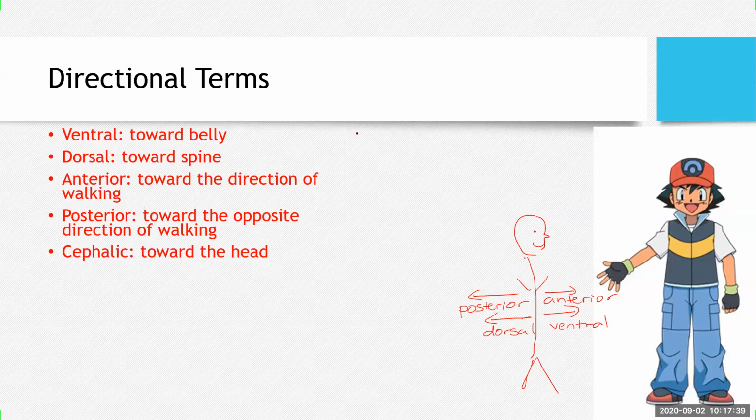Hey, Professor, for ventral, wouldn't it be pointing toward the midline of the body? No, that'll be something else, and we'll talk about that in a second. If you're towards the midline, it'll be called medial.